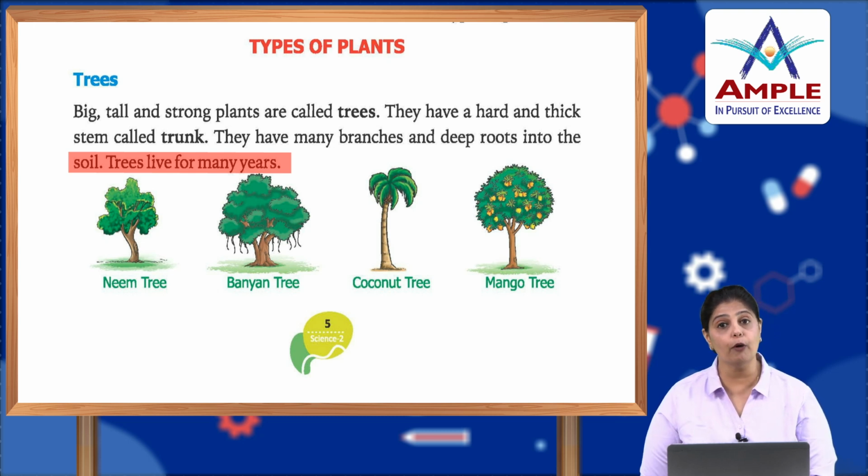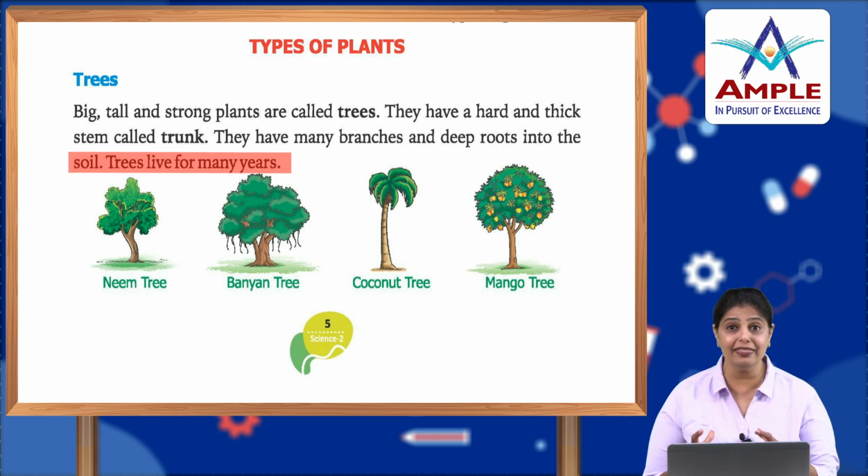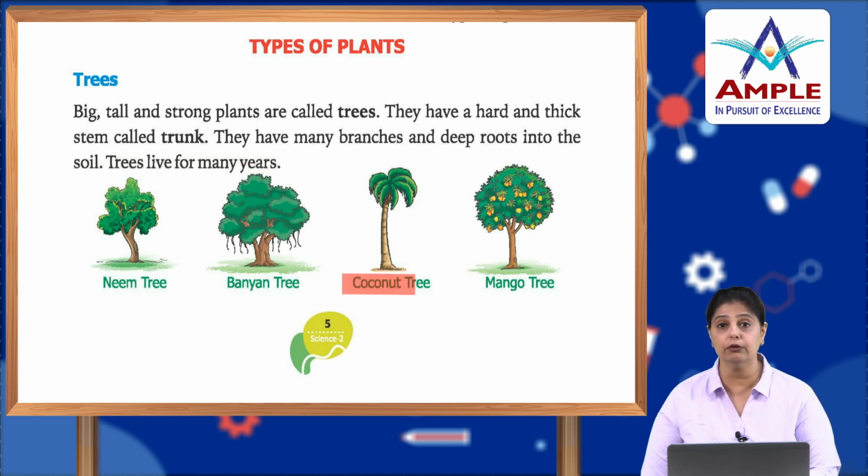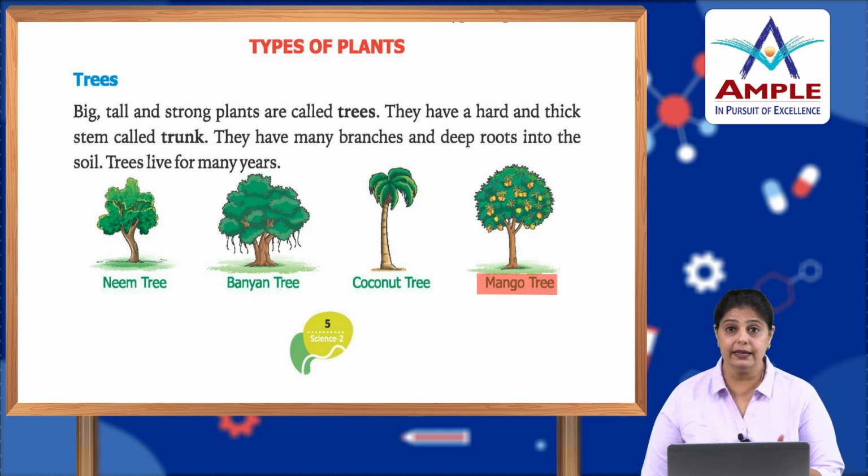Okay? So, if you must have observed a tree, it has a hard and thick stem. The stem is hard, woody. And then there are branches and then there are roots. Where are the roots? They are down under the soil, deep down. And that's how they start spreading from down only and they hold the tree firmly to the soil. And as we all know, trees live for many years. So, different types of trees include neem tree, banyan tree, coconut tree and mango tree. These are some examples of trees.